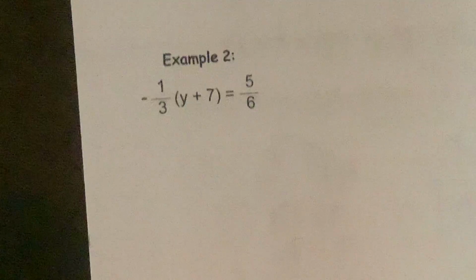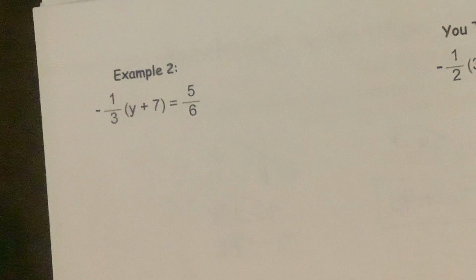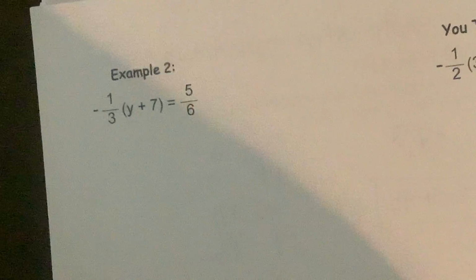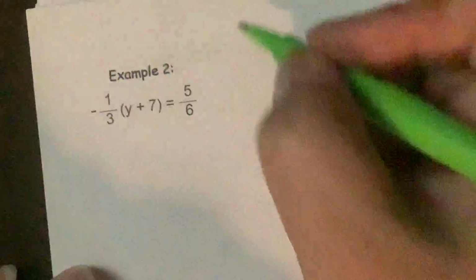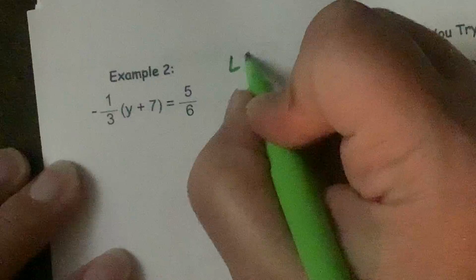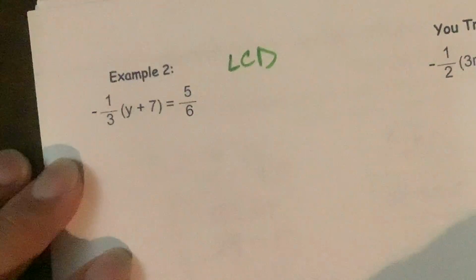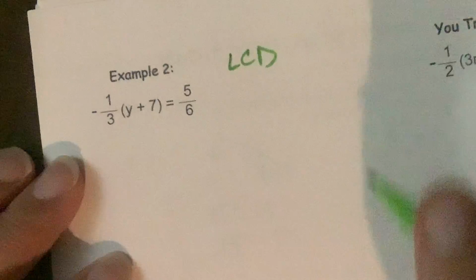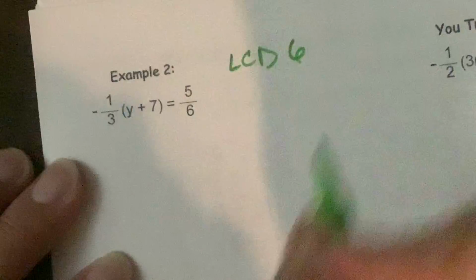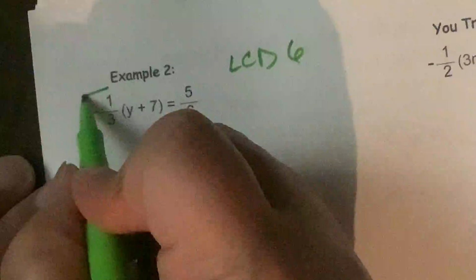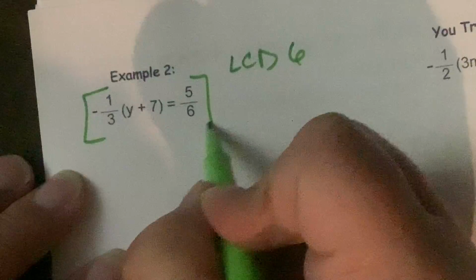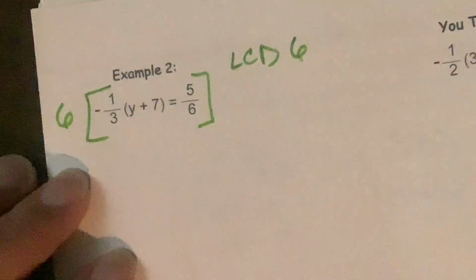All right. Now we have some for real fractions. Come on, let's get rid of those. Okay, how can we get rid of those? Least common denominator. And the least common denominator between 3 and 6 is 6. So I'm going to multiply this whole equation by 6.